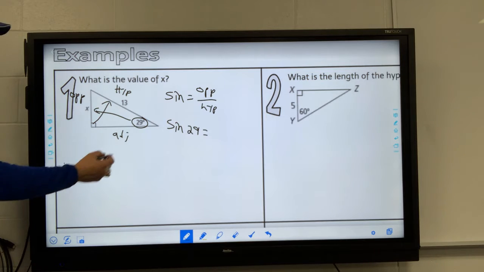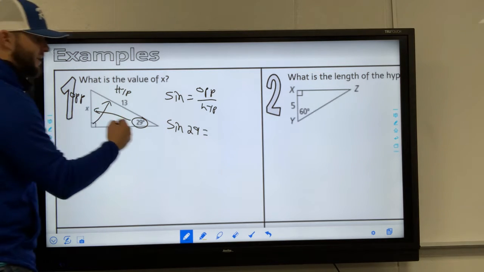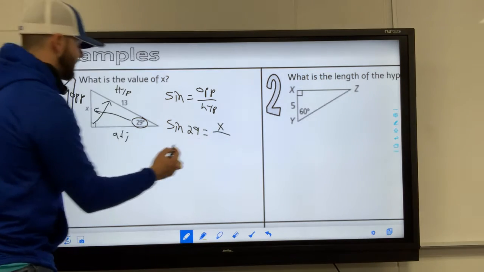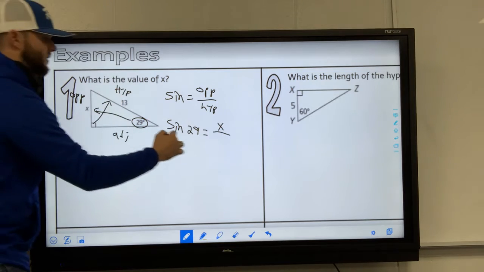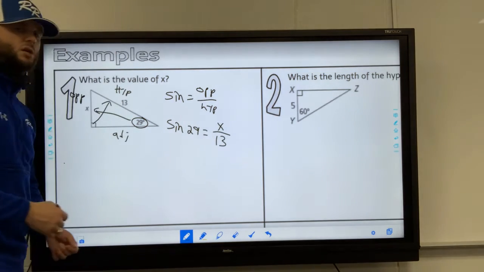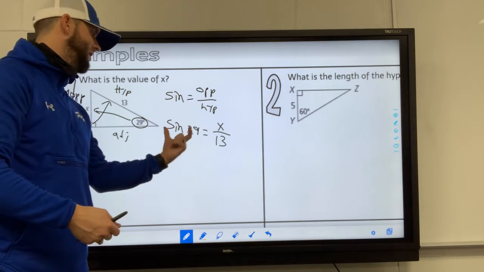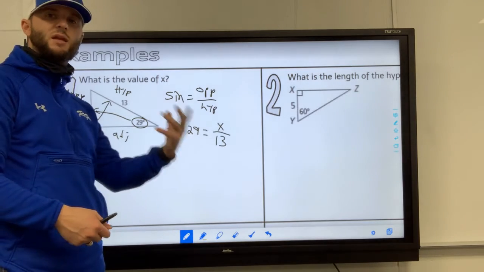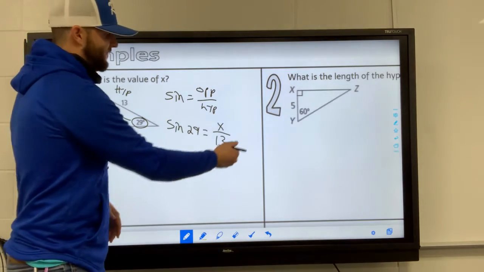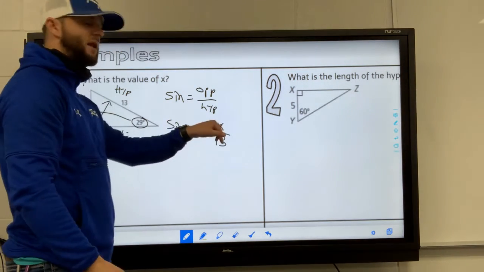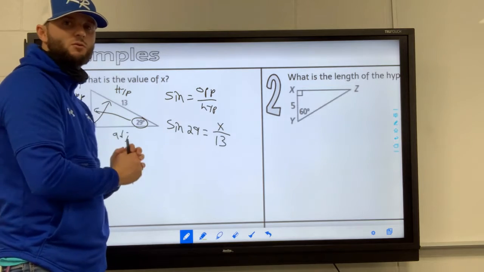So with that being said, opposite side is going to be x. So I'm going to put x on top. The hypotenuse here is going to be 13. So ladies and gentlemen, what I'm doing here is if I was to type the sine of 29 in the calculator, it's going to give me a decimal. So I'm trying to find the value of x. If I put that on top, it's going to make both of these equal to each other.